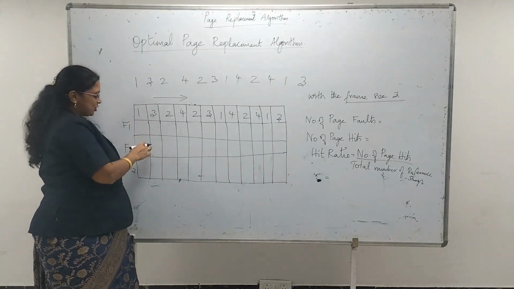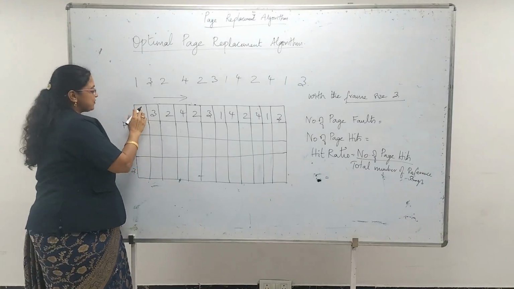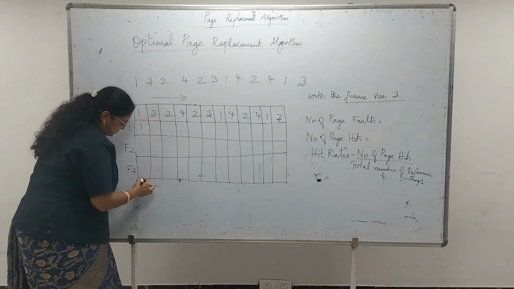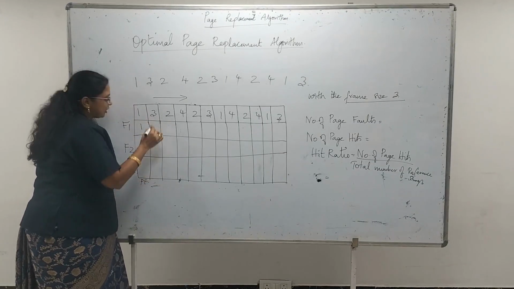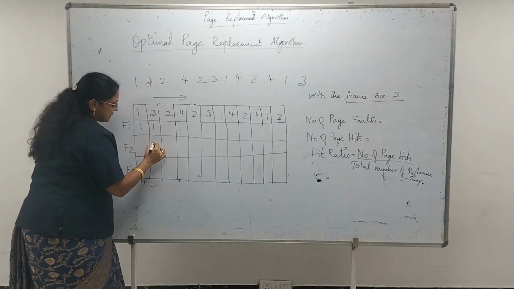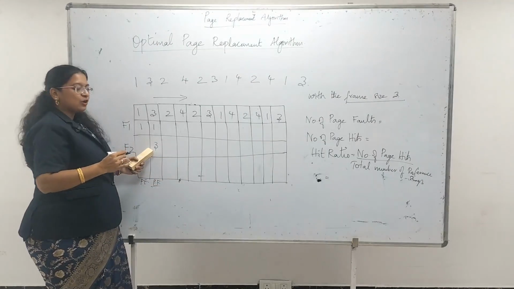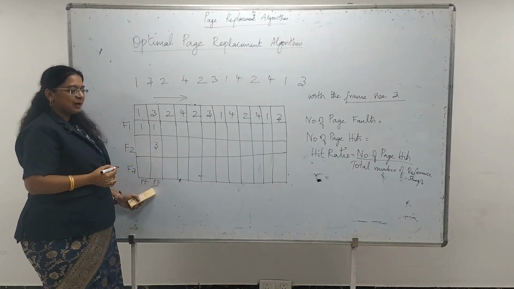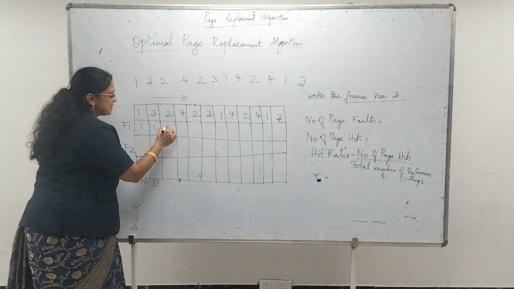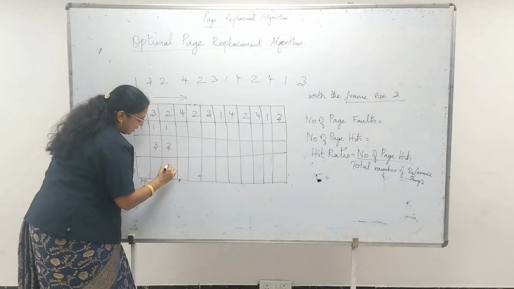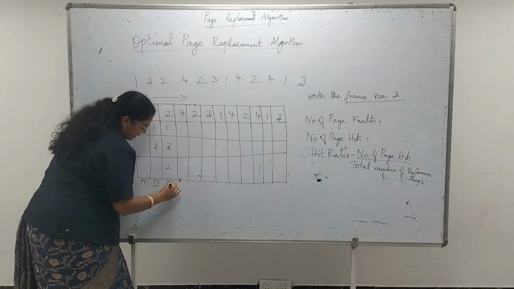So now, same thing. Initially your frames are empty. Suppose we need to insert 1 in your frame. That is your page fault. Now we are going to insert 3. That is 1, 3. That is also your page fault, because the 3 is not present in your frame. So next you are going to insert 2. That is 1, 3, 2. That is also your page fault.